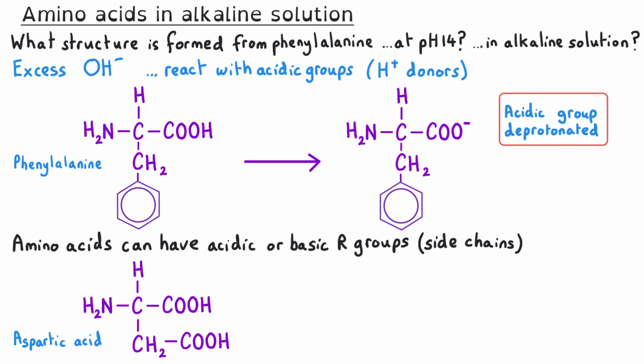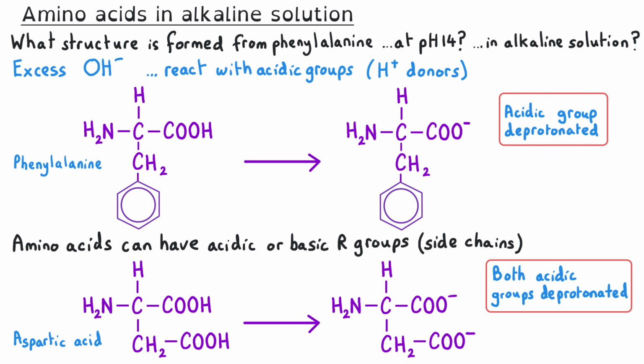Amino acids can have acidic or basic R groups. Aspartic acid, for instance, has a carboxylic acid side chain, and so in a high pH solution, both of these carboxylic acid groups will be deprotonated, and so this will be the structure here with two negative groups that have lost their protons.